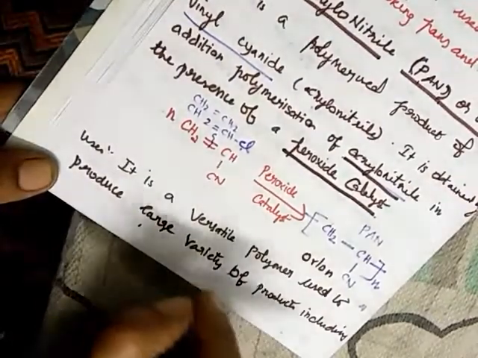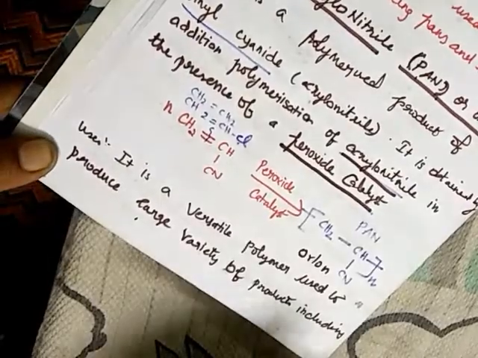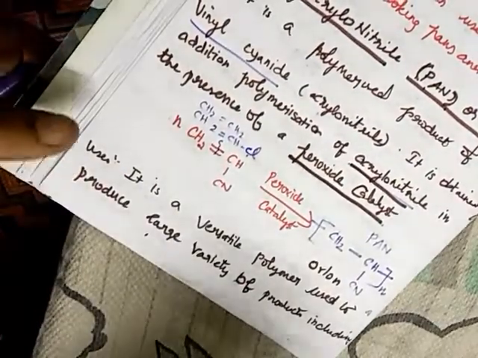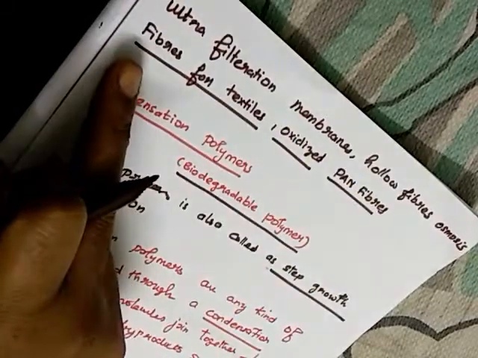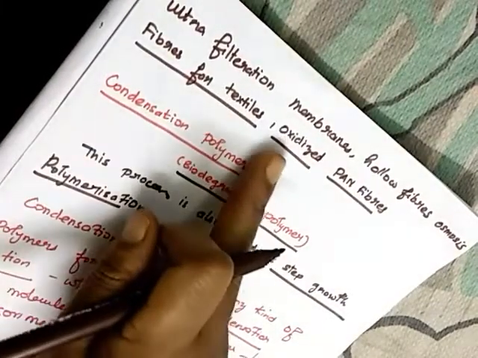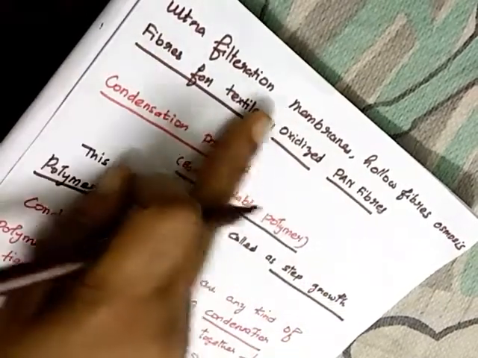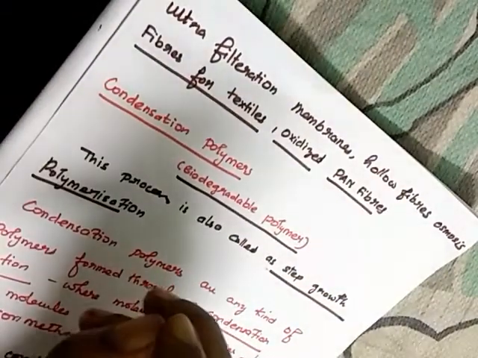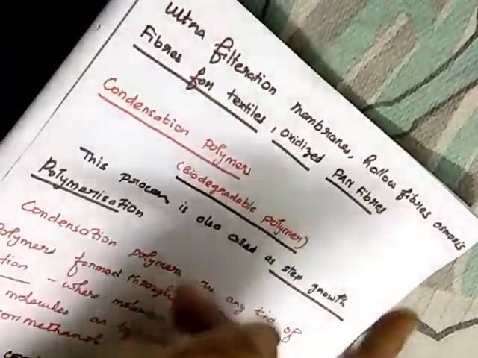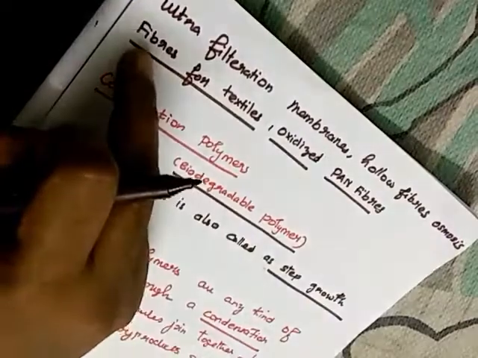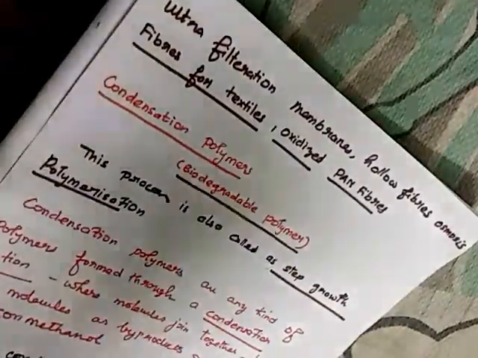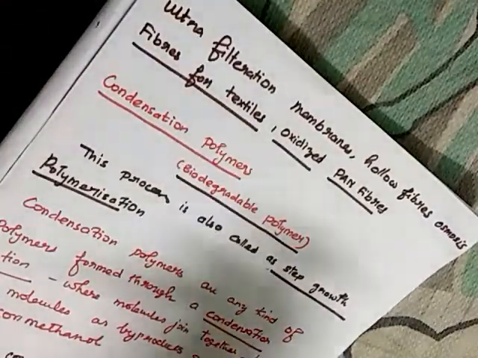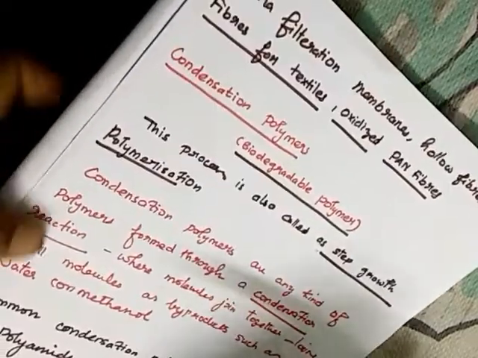Okay, so it is a versatile polymer which is used to produce a large variety of products. It's a very familiar polymer, including ultrafiltration membranes, hollow fibers for osmosis, fibers for textiles, and oxidized PAN fibers. These are the fields where we are using Orlon.